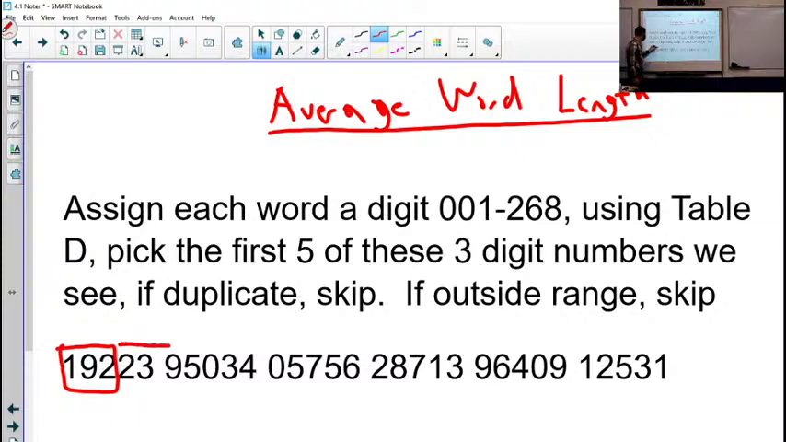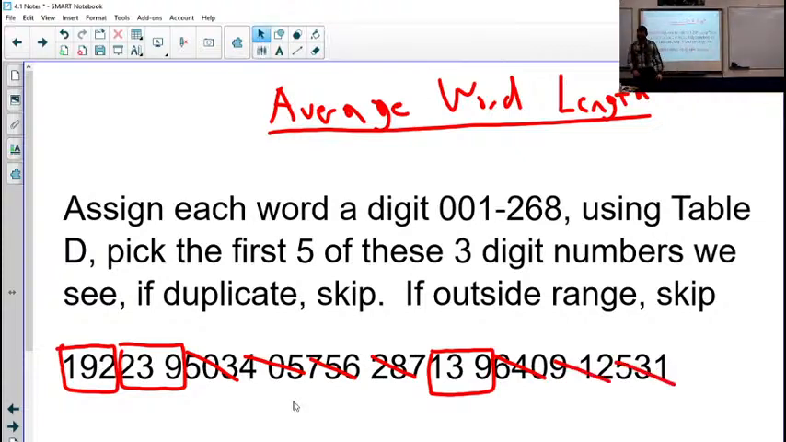We have 239. We have 503, we're going to skip it. We have 405, we're going to skip it. 756, we're going to skip. 287, just outside, we're going to skip it. 139. Skip. Skip. Oh, I didn't get enough digits. I'll continue on the table itself.